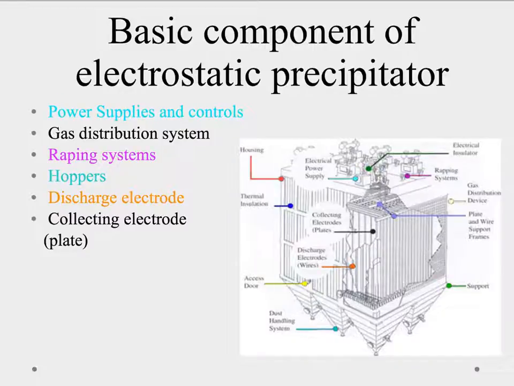Let us move on to the basic components of electrostatic precipitator. The basic components are power supplies and controls, gas distribution systems, the next one will be wrapping systems, hoppers, discharge electrodes, and the final one will be collecting electrodes, which are also named collecting plates. Don't understand what is the function of each basic component? No worries, I will explain to you what the functions are.